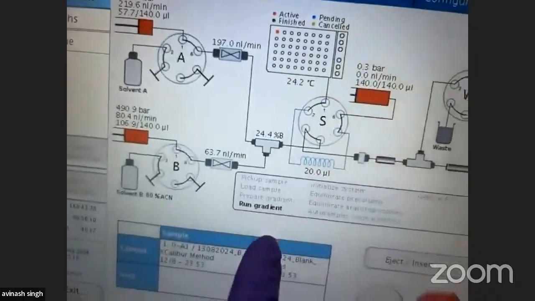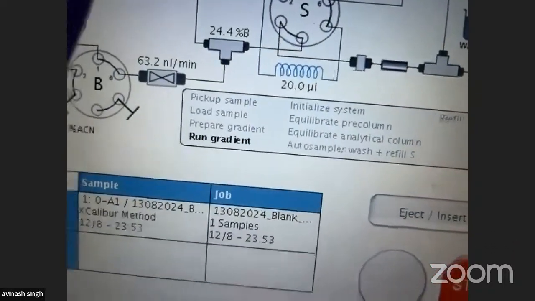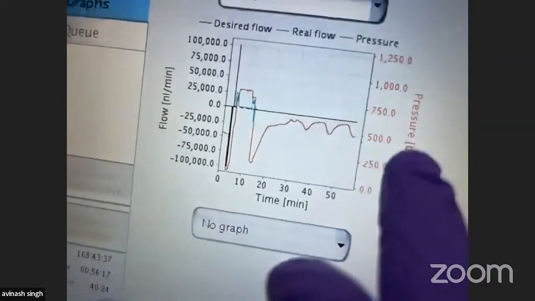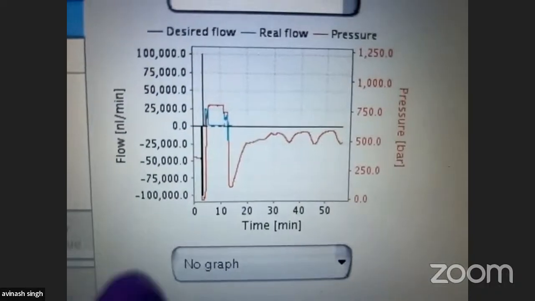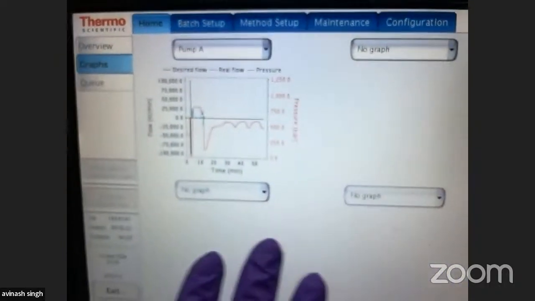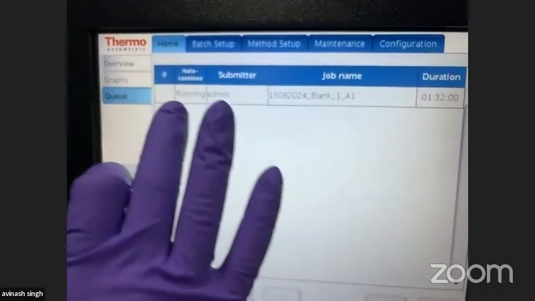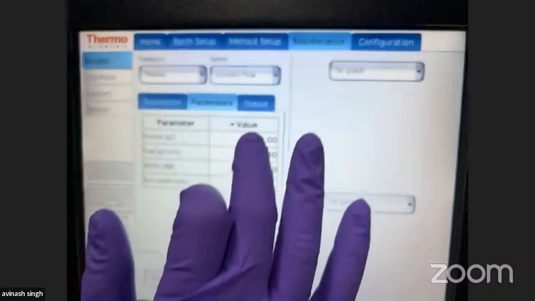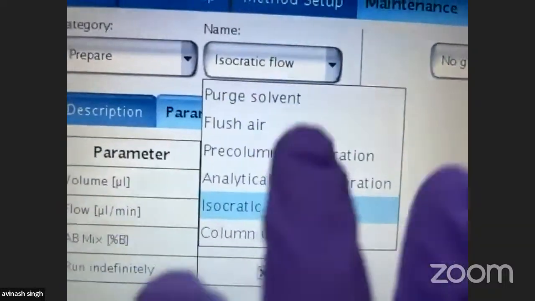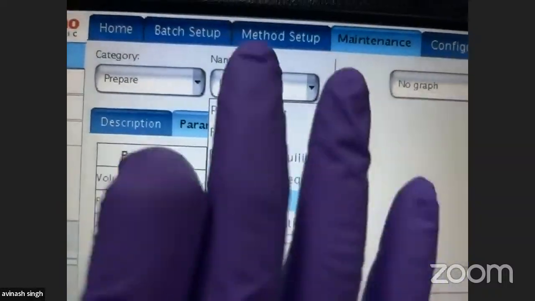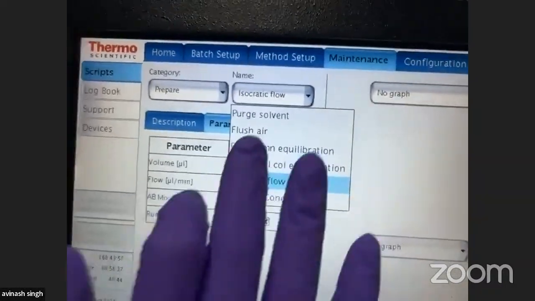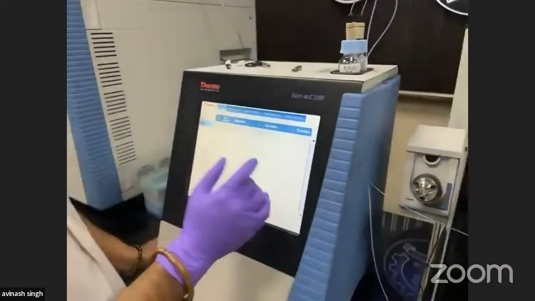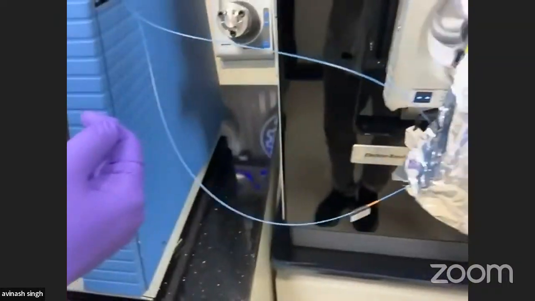You can also easily see which methods are there. You can see the graphs, you can click and see the gradient or the pump pressure which is coming. You can clearly tabulate all the features of the nano LC which is running, and you can see what blank samples, what samples are currently running. If you want to set the programs individually, you can go and set all the programs individually for the nano LC. So once you have set the program for the nano LC, it has the tubing.